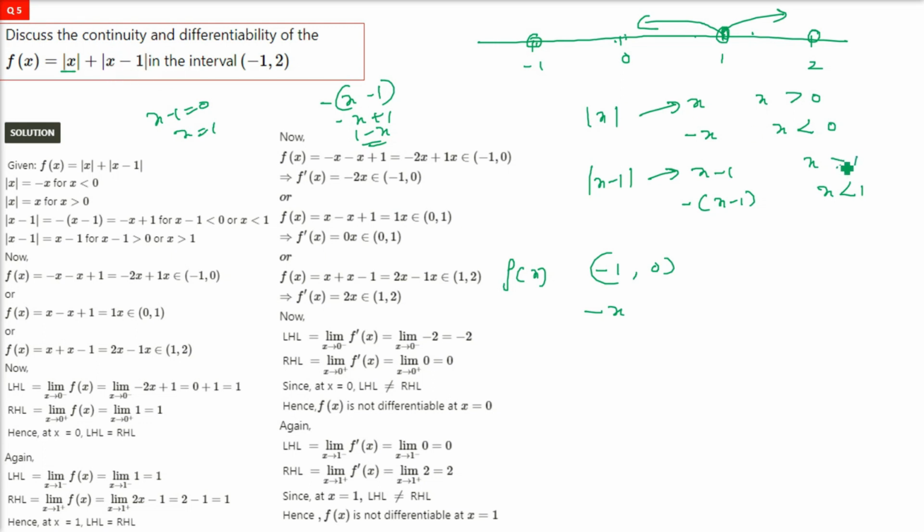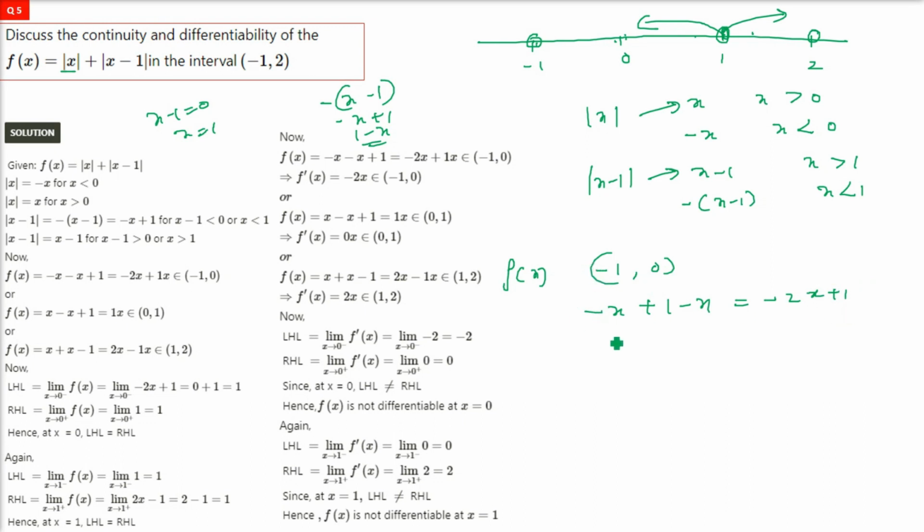Just check what we are dealing with. We are between minus 1 and 0. So you are below 0, and below 1, mod x minus 1 is negative. Below 0, mod x is negative. So just write negative, negative. So minus 2x plus 1 for minus 1 to 0. I hope you got the idea.